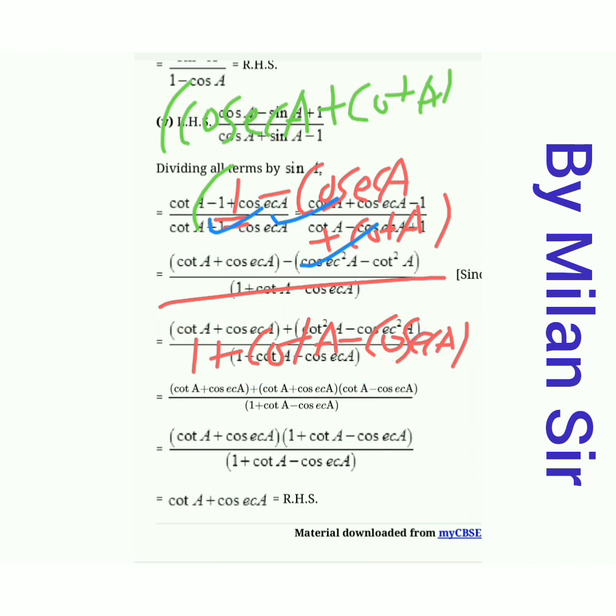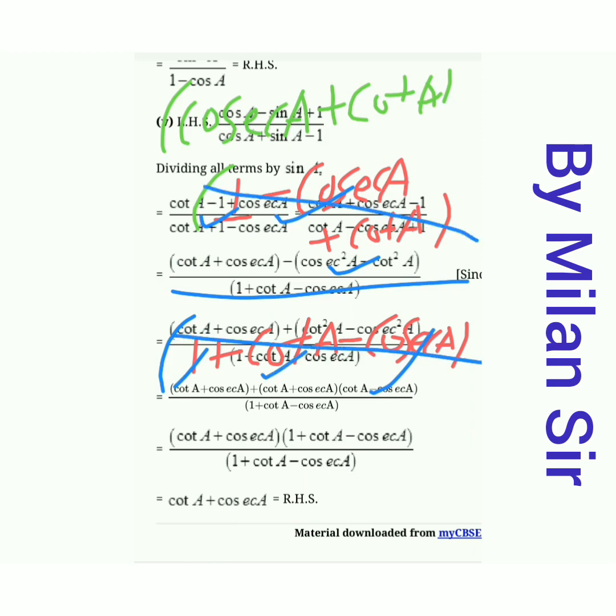But these two brackets are same, because again here plus 1, minus cosec A, plus cot A, plus cot A. That means these two brackets are same. So we can cut our numerator and denominator. So our final answer is cosec A plus cot A, and it's our right hand side. Okay.